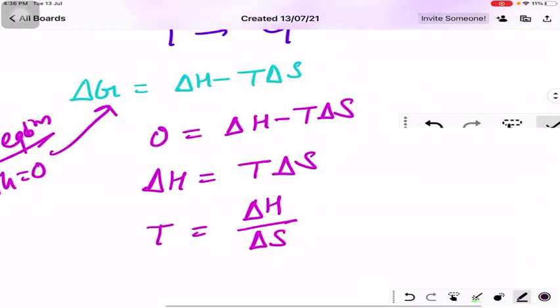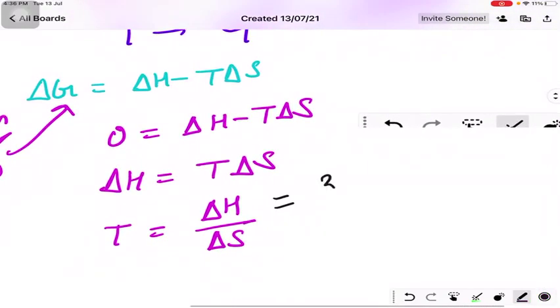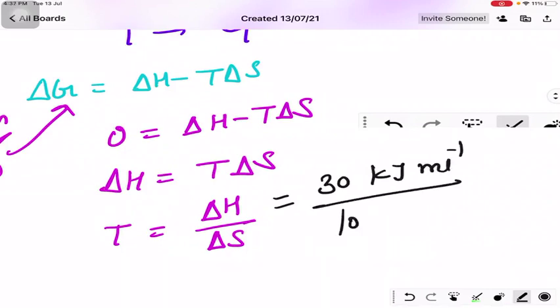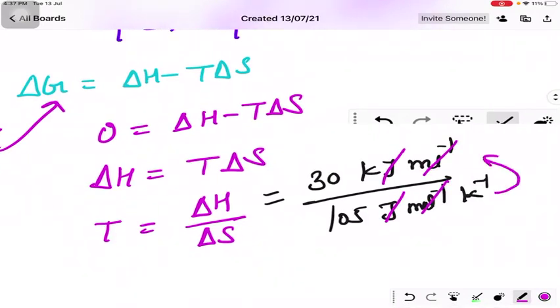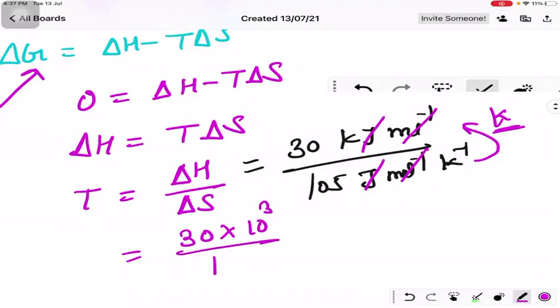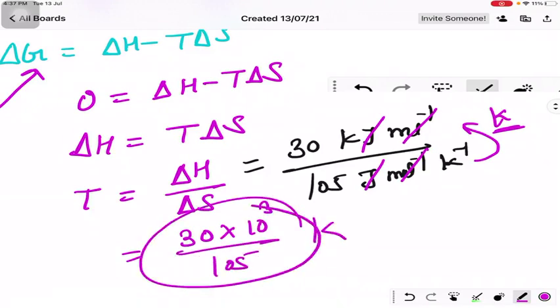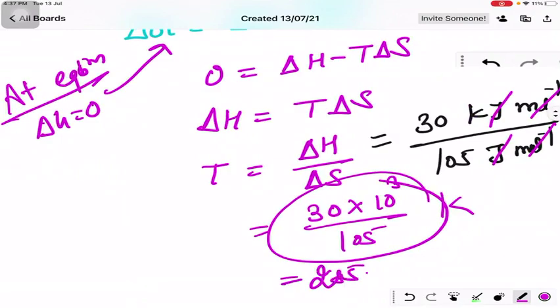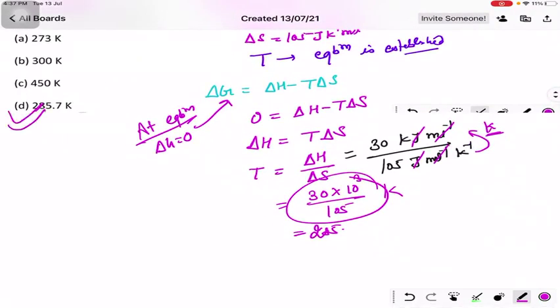So upon putting the values, this is 30 kilojoule per mole, and your entropy change is 105 joule per mole per Kelvin. So in units, joule will cancel out, mole per mole will cancel out, Kelvin inverse will become Kelvin. On rearranging these terms, we are left with 30 kilo, meaning 10 to the power 3, over 105 Kelvin. Upon solving, we will be getting 285 point something. So your answer is D. D is the correct option.